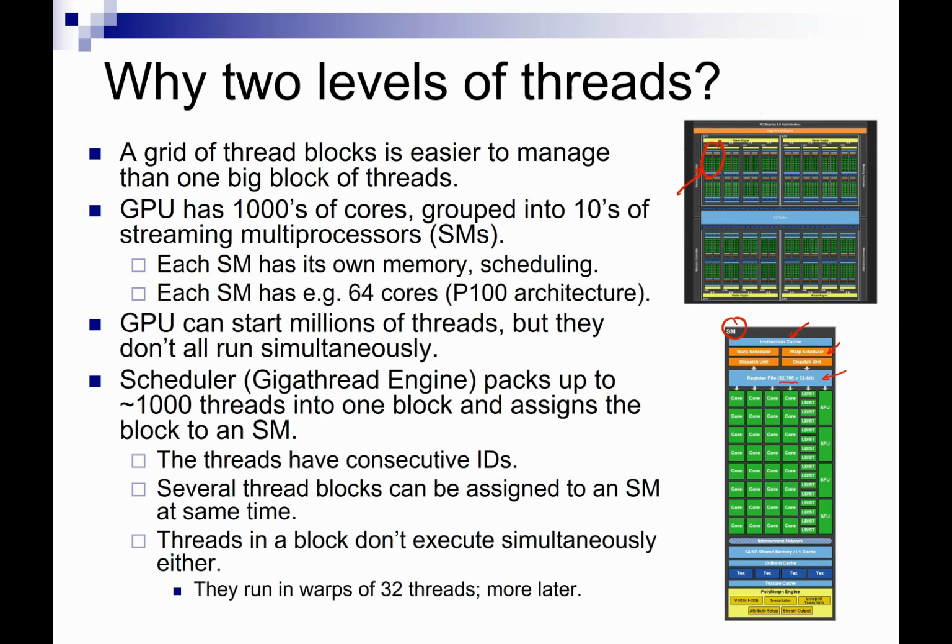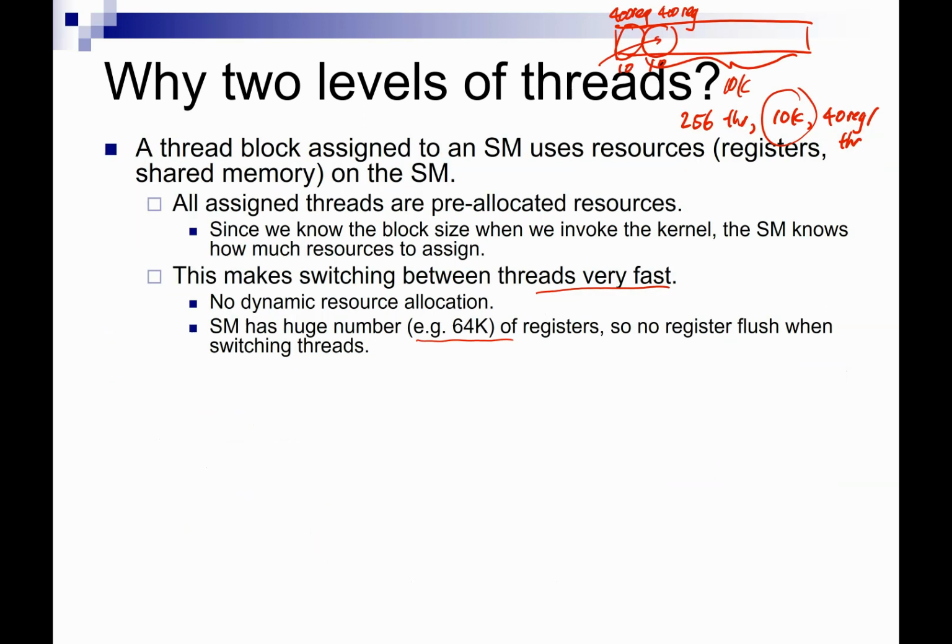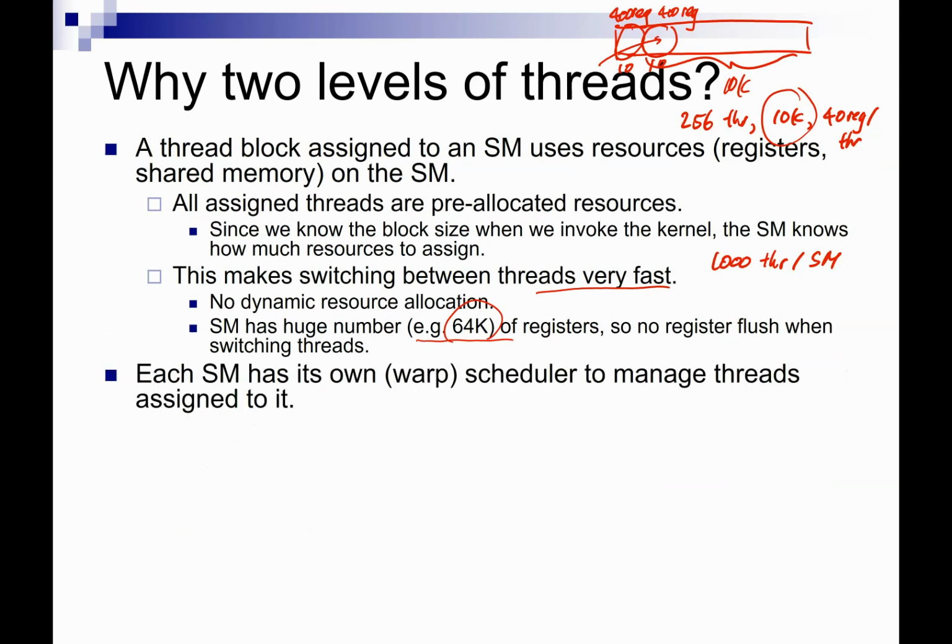This is why you see over here that we have a very large number of registers. If you compare this to a CPU architecture, they have far fewer registers. Here we have thousands of registers because the goal is to be able to run, let's say, 1,000 threads per SM. If you want each thread to have a reasonable number of registers, let's say 64 registers, then you're going to need 64,000 registers for that SM.